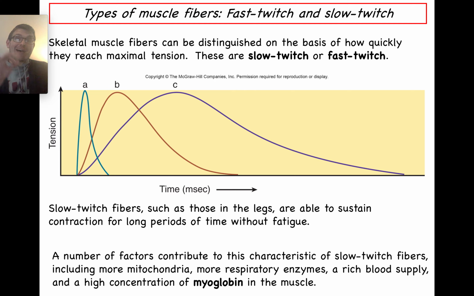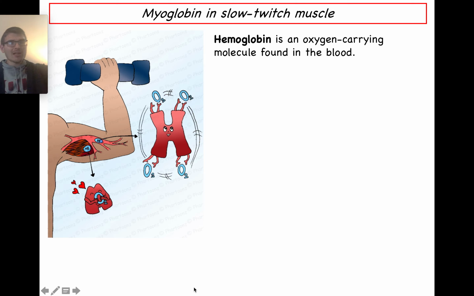Slow twitch fibers have more mitochondria, that means more ATP production. They get a more rich arterial blood supply, that's more oxygen coming in. And then they also have a very high concentration of a special molecule called myoglobin. Myoglobin, you're probably thinking, sounds an awful lot like hemoglobin. You've heard of hemoglobin before, I am sure. You understand that hemoglobin is the oxygen-carrying protein complex found within red blood cells, and it is responsible for delivering oxygen all over the body, right?